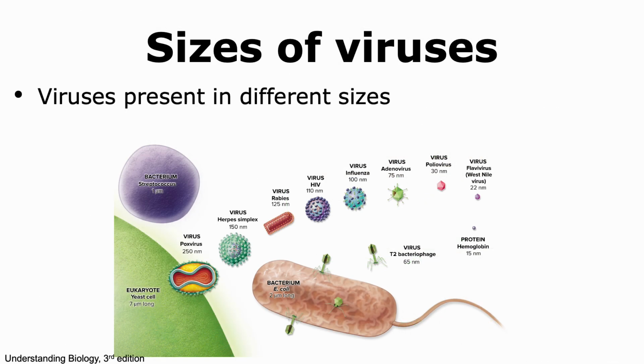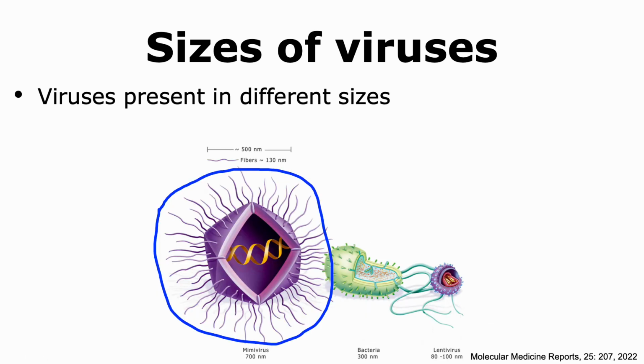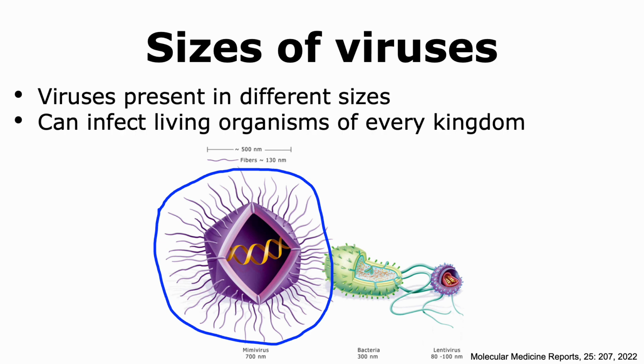Viruses come in a variety of sizes and shapes. Some viruses are really small, like the West Nile virus, which has a size of 22 nanometers, while others are huge, like the Mimi virus, which is around 700 nanometers. Now, viruses can infect living organisms of every kingdom, and hence there is a whole wide variety of viruses out there.